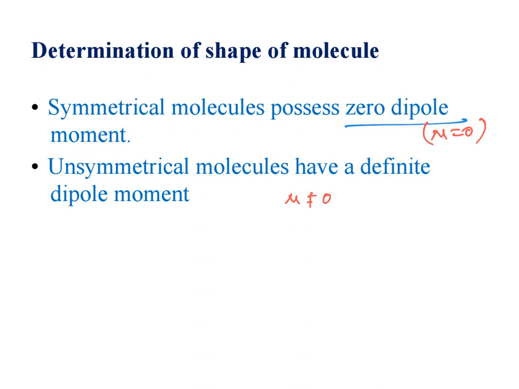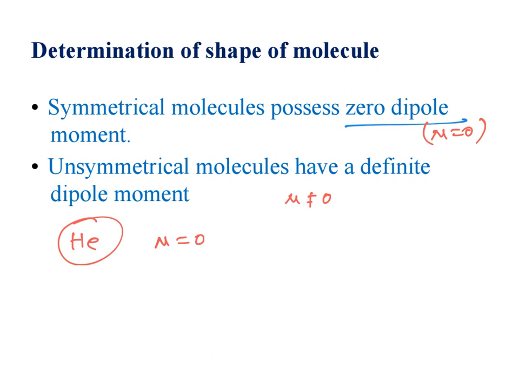Let's take some examples. If a molecule is monoatomic, let's say helium, helium is a symmetrical molecule and the dipole moment will come as 0. So all monoatomic molecules are symmetrical and their dipole moment is 0.